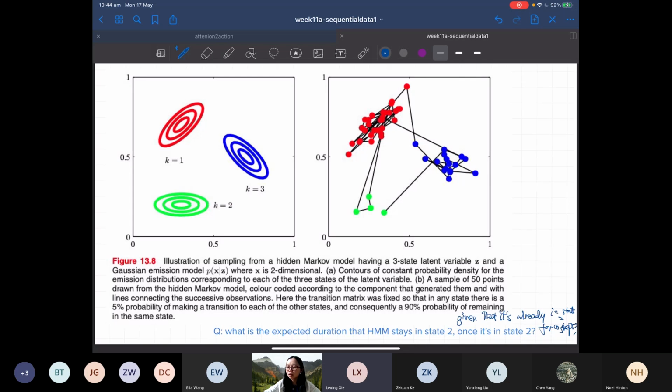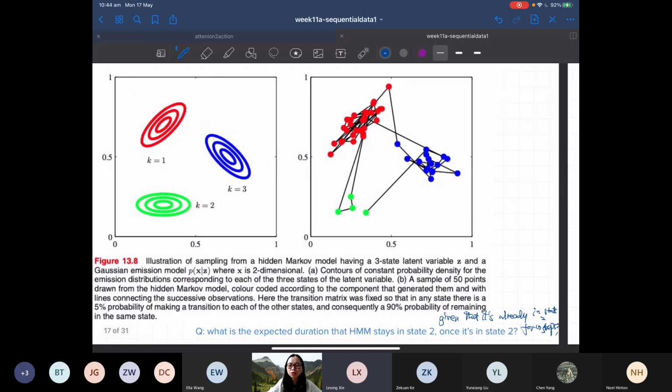Meaning that if I'm already in the red state for 10 steps, does the distribution of me staying there change? The spoiler is that it doesn't, because of the Markov property. I'll leave you to digest that.